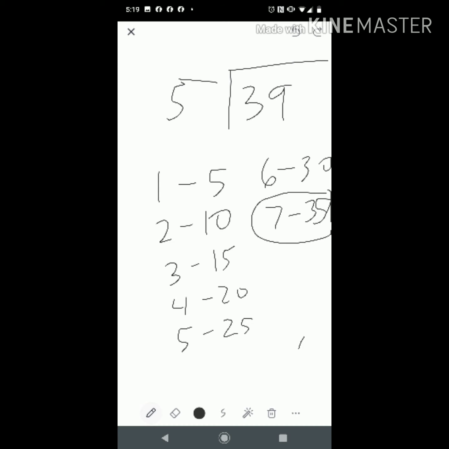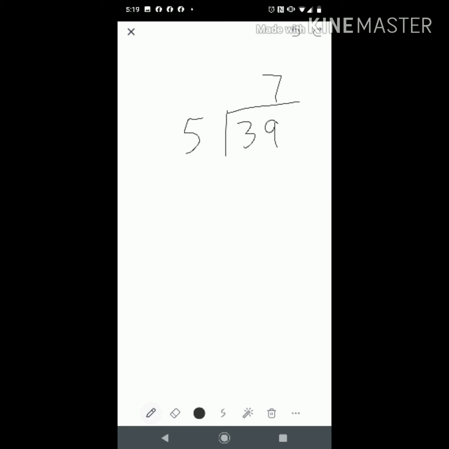All right, so how many times does it take to get there? This is the part that sometimes confuses the young people. They want to know, how did you get that number on top? All right, so we looked at 1, 2, 3, 4, 5, 6, 7. It took 7 5s to get to 35, so I put the number 7 on top of the 9, not on top of the 3, because it's supposed to be a 0 right there. Remember that.